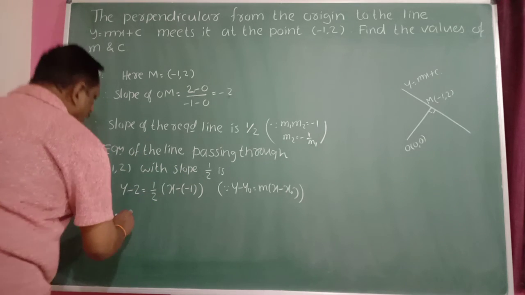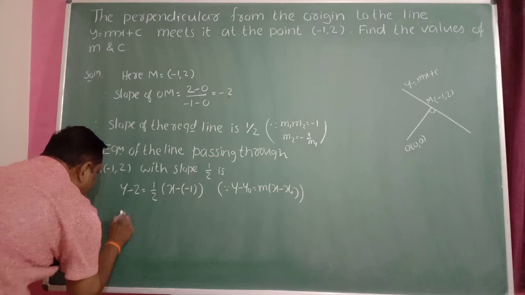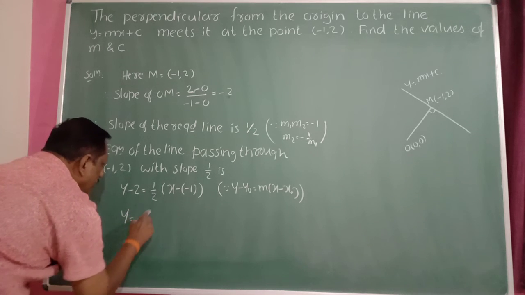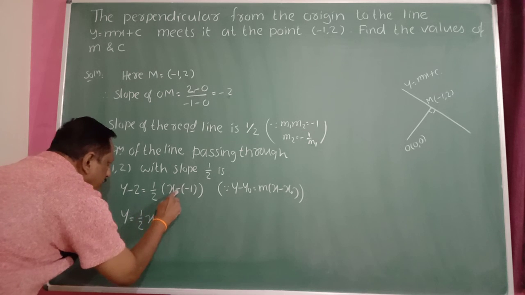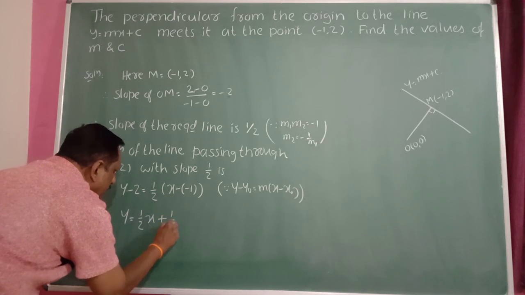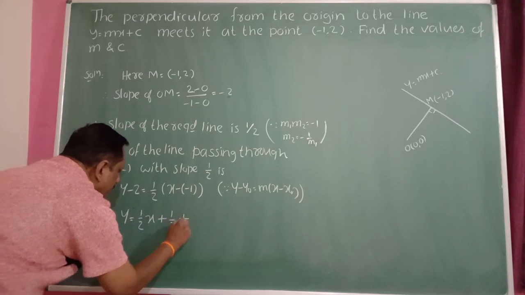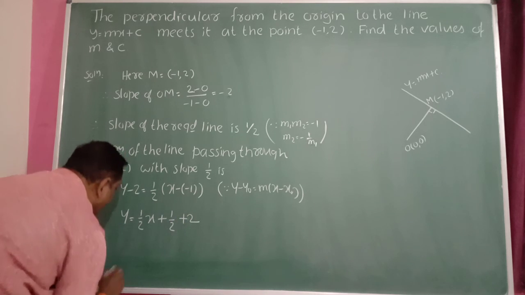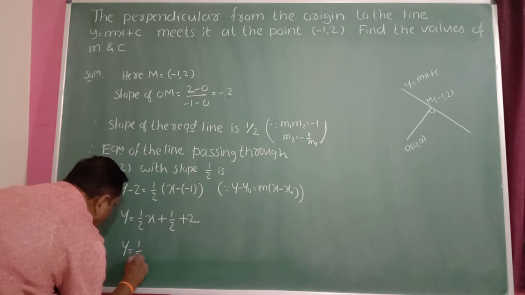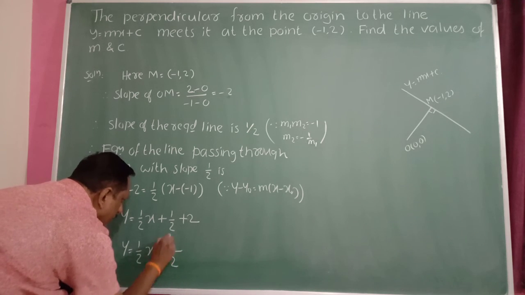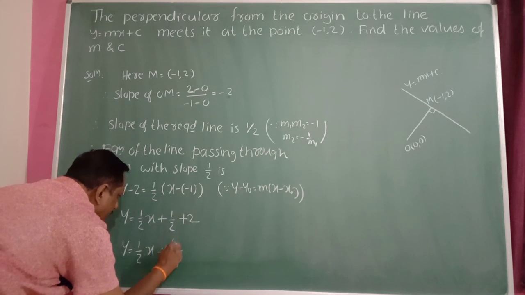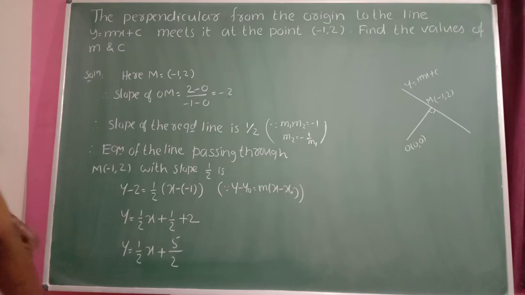Then take minus 2 to the right hand side here. y is equal to 1 by 2 into x, minus into minus becomes a plus 1 by 2. Take the minus 2 to the right hand side, it becomes a plus 2. So y is equal to 1 by 2 x plus, here 2 LCM here, 2 twos are 4, 4 plus 1 becomes a 5 here, 5 divided by 2 here.